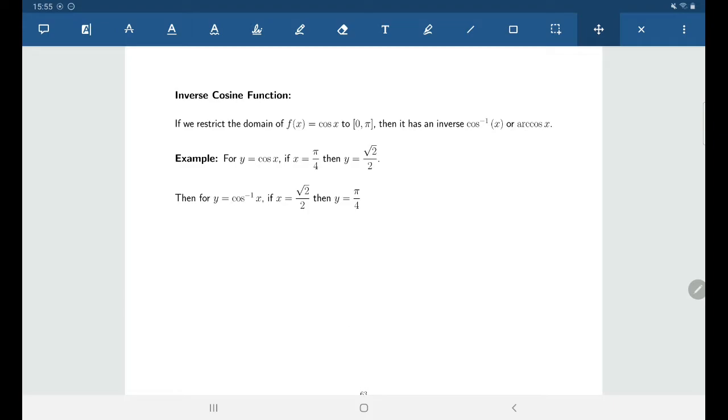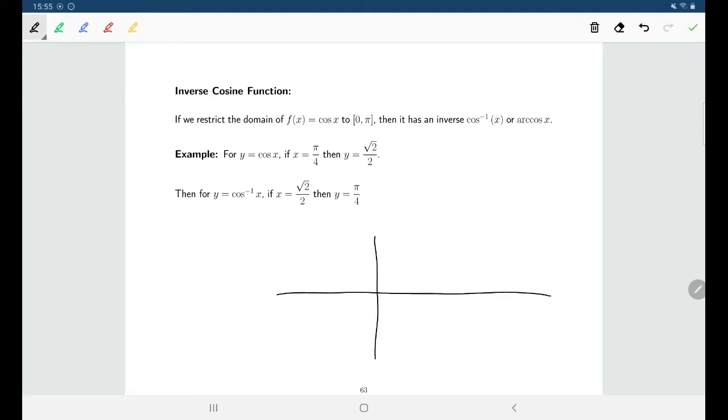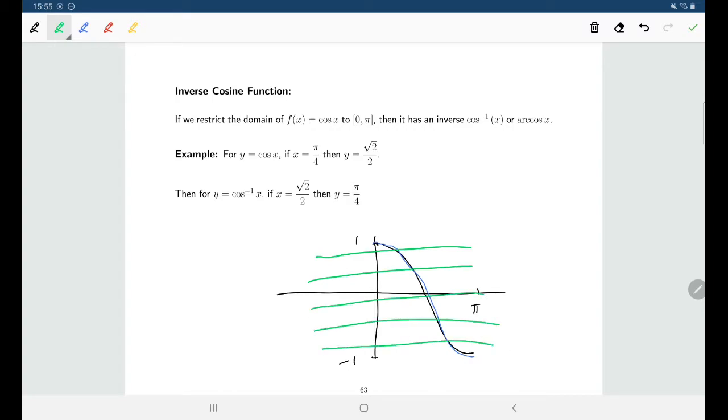If you're thinking about the graph of cosine of x, we know what the graph of cosine looks like. There's one full cycle of cosine of x, and you can see that if we were to just restrict our domain from 0 to pi, then that would be exactly a one-to-one function, because any horizontal line would cross through our graph in exactly one place.